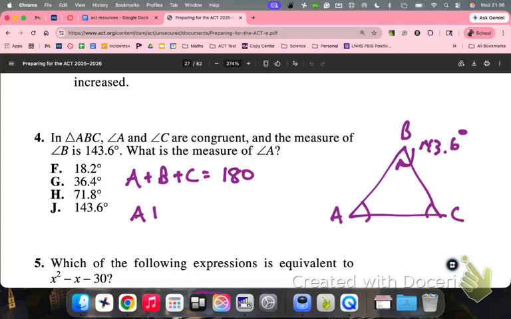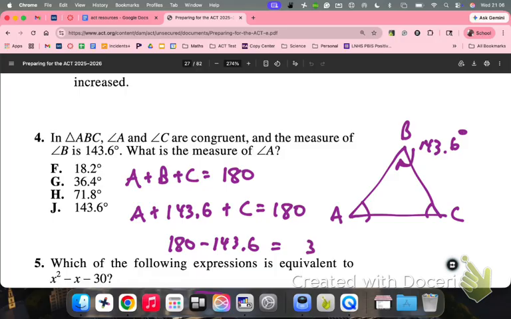So A plus 143.6 plus C equals 180. And we're told that A and C are congruent, so A and C are the same. Let's subtract 143.6. I don't have my calculator on me, but 180 minus 143.6, that's going to be what? 36.4, I think. So that's going to be A plus C.